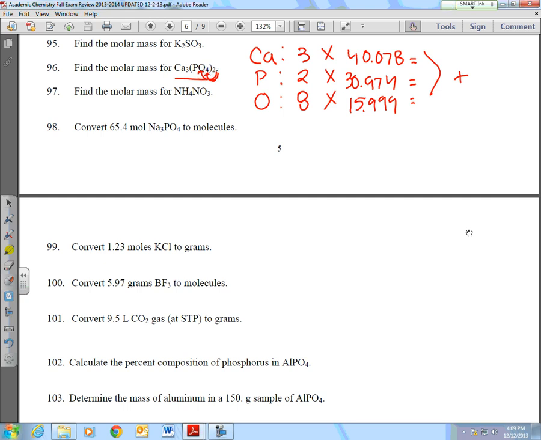310.174. Okay, and grams per mole is the correct unit when they're asking you for molar mass. Yes, ma'am. 107, okay.